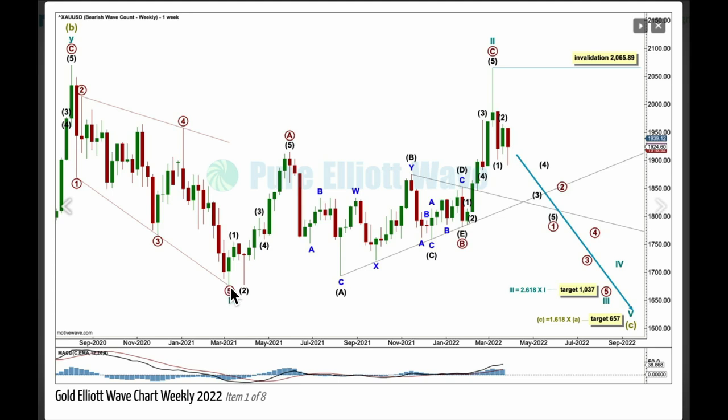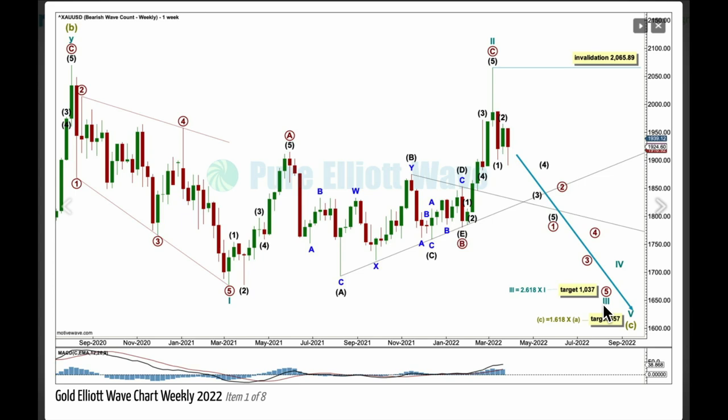1 over here is a leading expanding diagonal, 2 a very deep zigzag. Second waves following leading diagonals in first wave positions are commonly very deep, and this fits that definition. Because cycle 2 is so very deep in relation to cycle 1, the Fibonacci ratio I'm using to calculate a target for cycle 1 is 2.618, hence the target is at 1037.